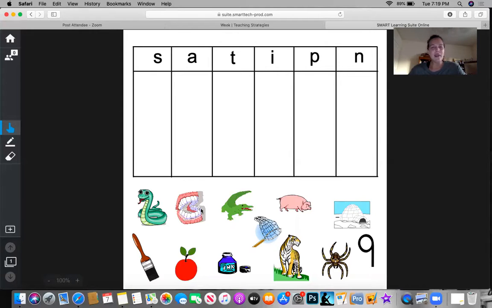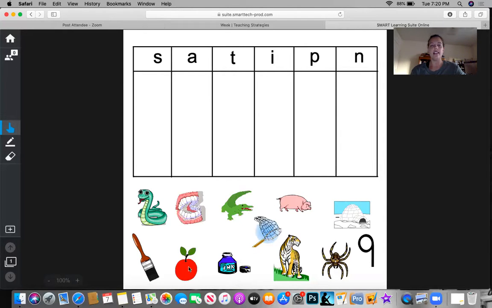So today we are going to look at beginning sounds. So let's say these letters together and the sound they make. S, S, okay? A, T, I, P, remember? Not pa. Remember that? Not pa, but p, and N.